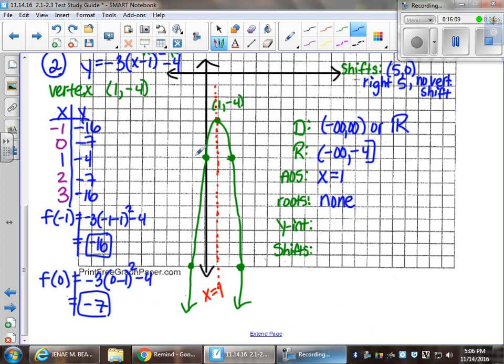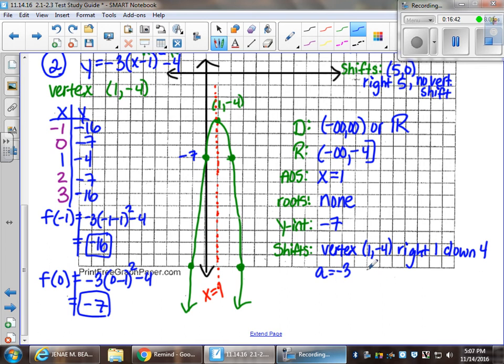Y-intercept was really nice. It was actually part of our points that was given. It's at -7. And my shifts, based on the vertex, so the vertex was 1, -4. So that was right 1, down 4. Here, what's A? A is -3. What does that mean?